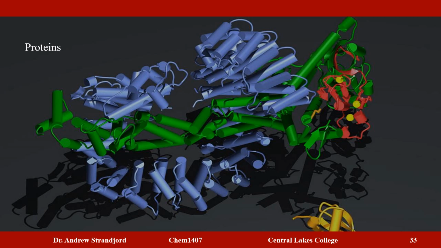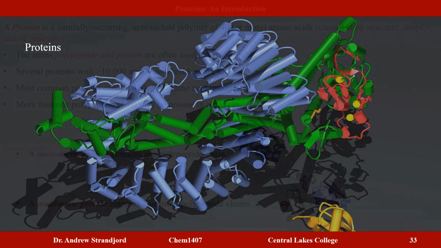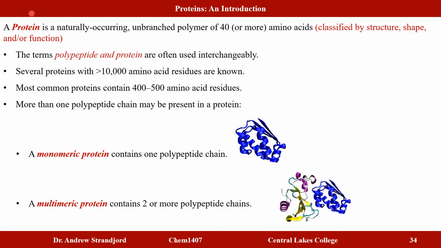Let's now move on and talk about proteins. A protein is a polypeptide that typically contains 40 or more amino acid residues. The proteins are typically classified either by their structure, their shape, or their function, and we'll discuss that in detail.